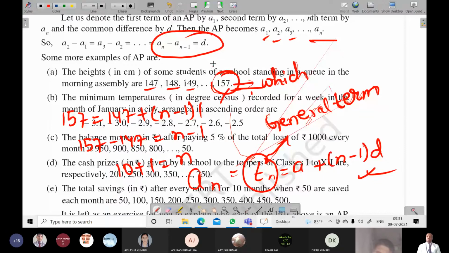Got it, students? How to find the general term, and how to find which number of term a given number is, if it is in arithmetic progression? Yes, sir.